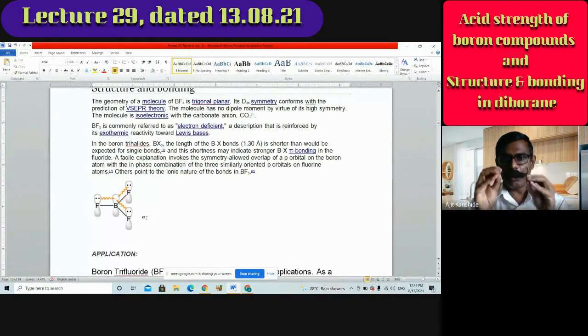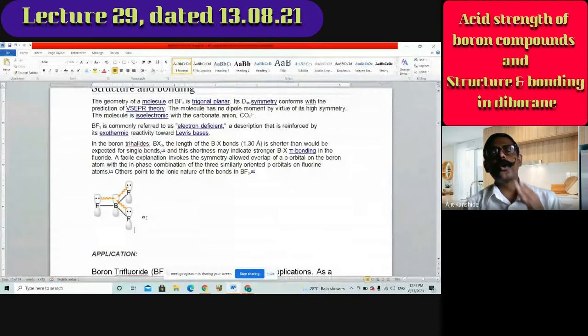Now, I will give you an additional logic. Listen carefully, and if it is not clear, bring it to my notice. I would like to compare this BF3 with another compound, say BCl3. The difference is that instead of 3 fluorines, 3 chlorines will be there.